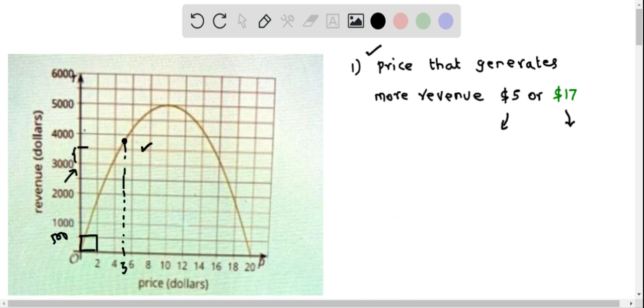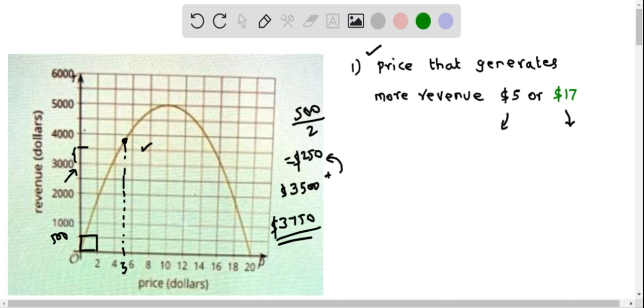Middle means it will be half of $500 revenue. So 500 divided by 2 is $250. So we have to add $3,500 plus this $250, which will give the point which we have located. So 3,500 plus 250 equals $3,750. So when the price is $5, the revenue is 3,750. I'm going to write down here, this is 3,750 for a price of $5.